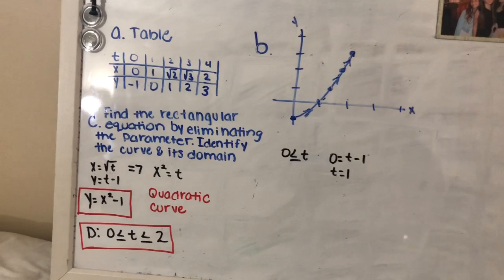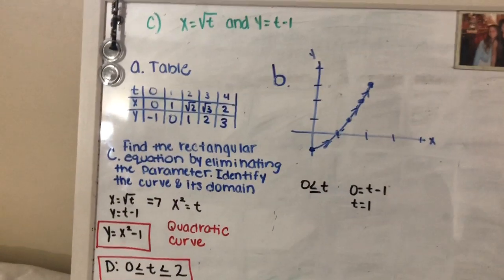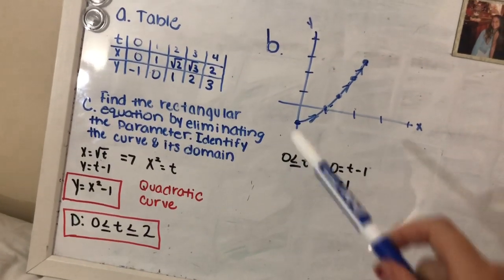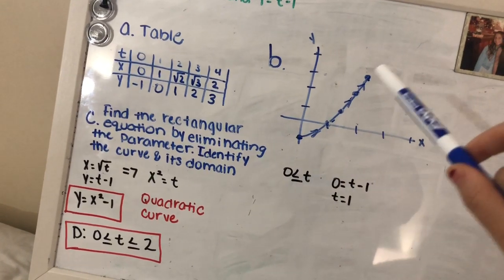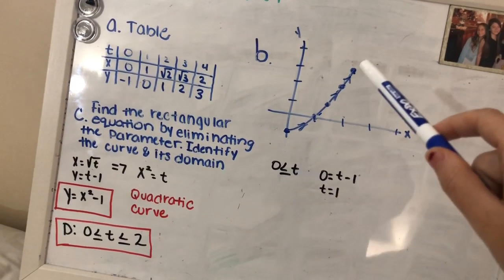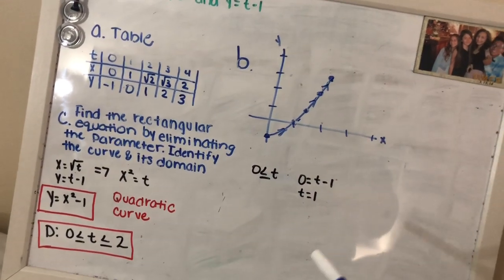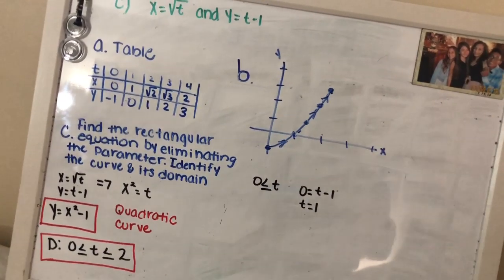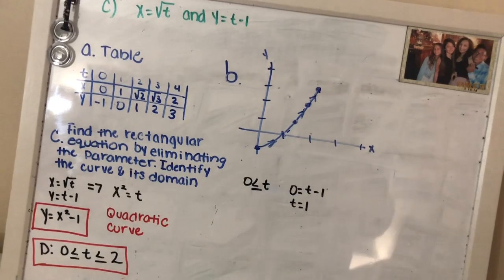And the kind of curve that it makes is a quadratic curve, and the domain as seen from the curve is from x equals 0, where t is between 0 and 2. And if this wasn't condensed by the table, it would go on forever.